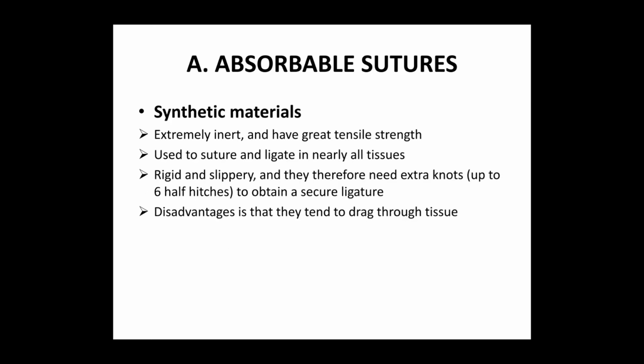Then coming to the absorbable sutures, synthetic materials. These synthetic materials are extremely inert and have a great tensile strength. They are used to suture and ligate in nearly all tissues. They are rigid and slippery, and therefore need extra knots, up to 6 half hitches, to obtain a secure ligature. The disadvantage is that they tend to drag through the tissues, meaning they drag through the tissue with mild trauma.